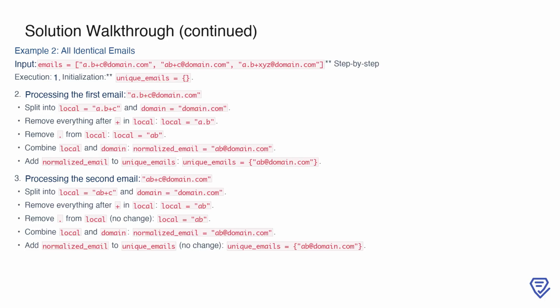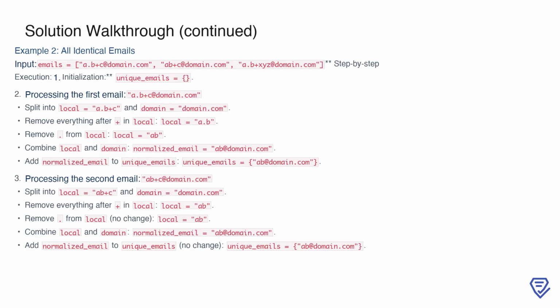We start by initializing an empty set for unique emails. Processing the first email, a.b+c@domain.com, we split it into the local part, a.b+c, and the domain, domain.com. After removing everything after the plus, the local part becomes a.b. Next, we remove the period, leaving ab. Combining this cleaned local part with the domain gives the normalized email, ab@domain.com, which is added to the set. The set now contains one email, ab@domain.com.